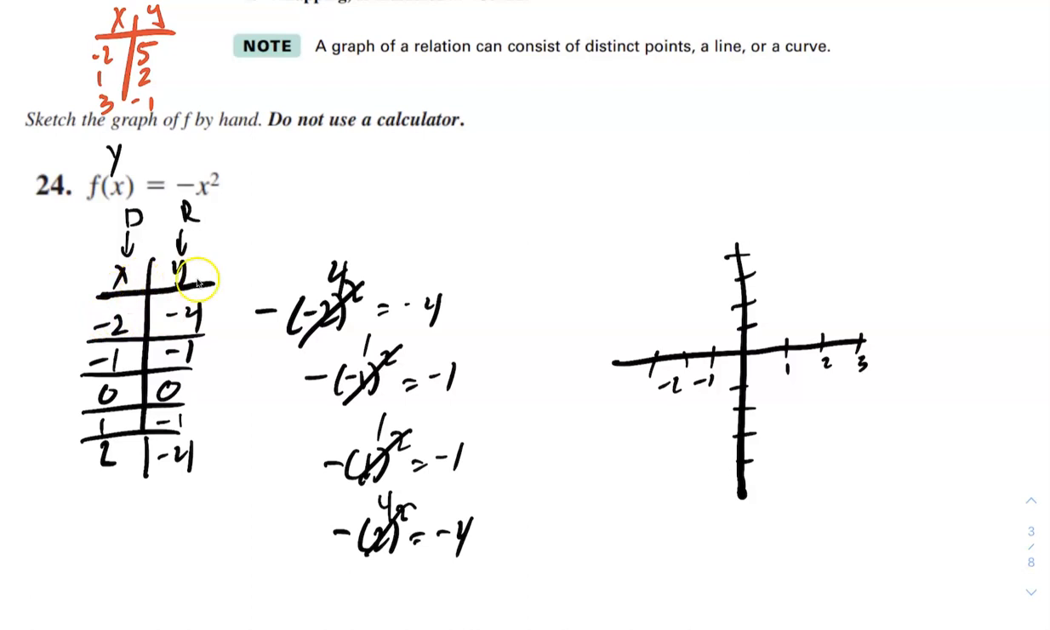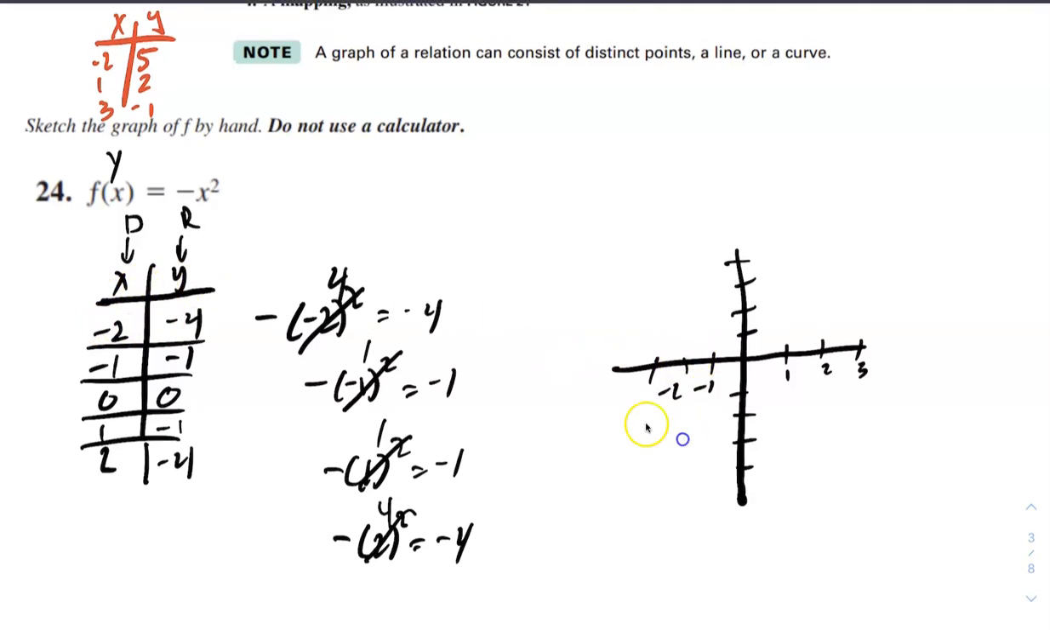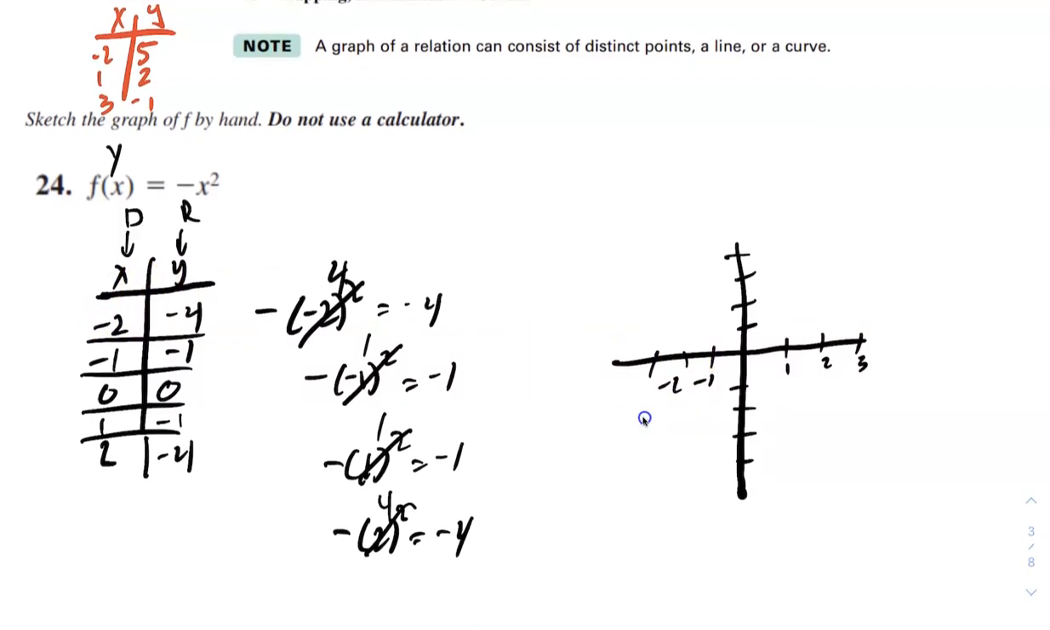Negative 2, negative 4, so my x, my y, so negative 2, and then negative 4. Negative 1, negative 1. 0, 0. 1, negative 1, and then 2, negative 4. I'll connect them. You get something like that. That's how you sketch a graph by hand.